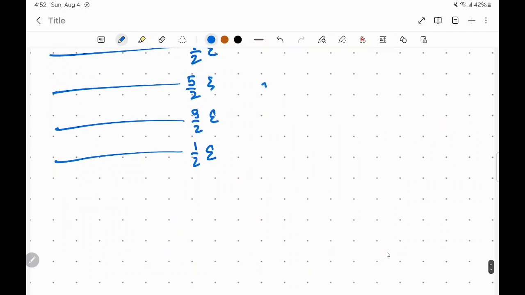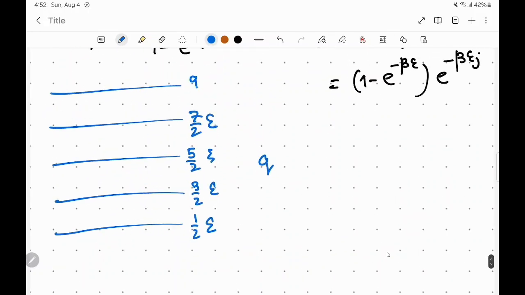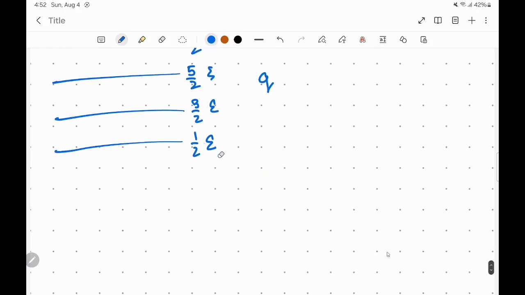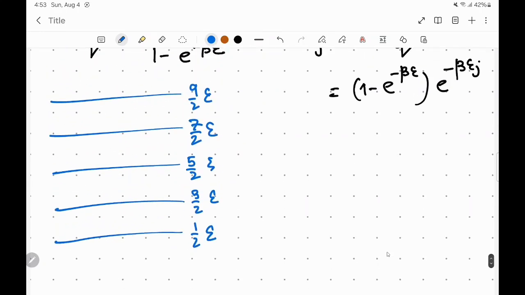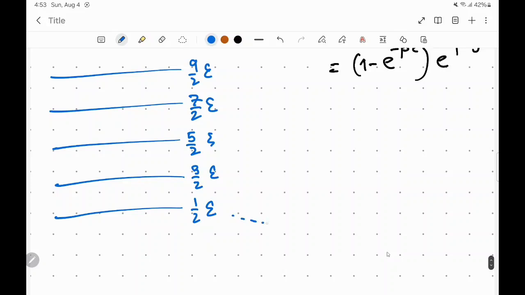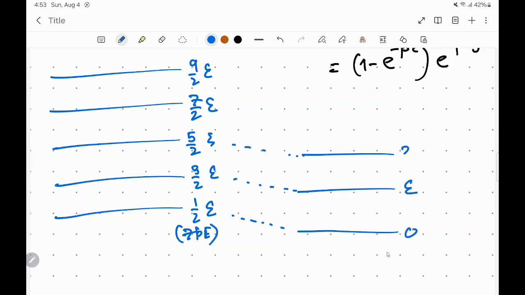Now, in the previous partition function, we did not consider this half. We just subtracted this value and made it 0; we started from 3 by 2. Let us subtract this zero point energy from each energy level. This is the zero point energy, right? Then it will be 0, then epsilon, then 2 epsilon, like this.